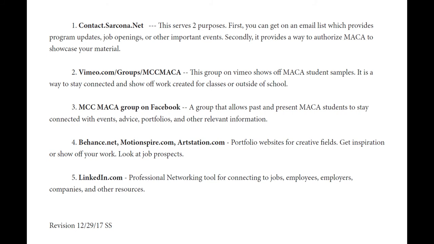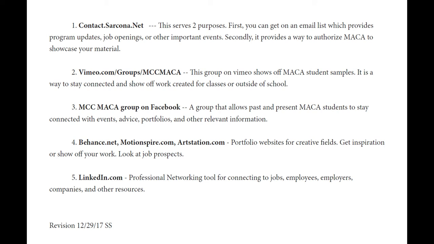Two things to do, or one thing to do. Go to contact.sarcona.net if you have never done that. That is where you can sign up for the MACA email list. You could also email me and say, put me on the list, and I'll put you on the MACA email list. If we get any job openings, program updates, anything else that may be of important news, that is how I contact students. They don't allow us to have a mass email go out to every student in MACA without spending about two weeks' worth of paperwork to do that.